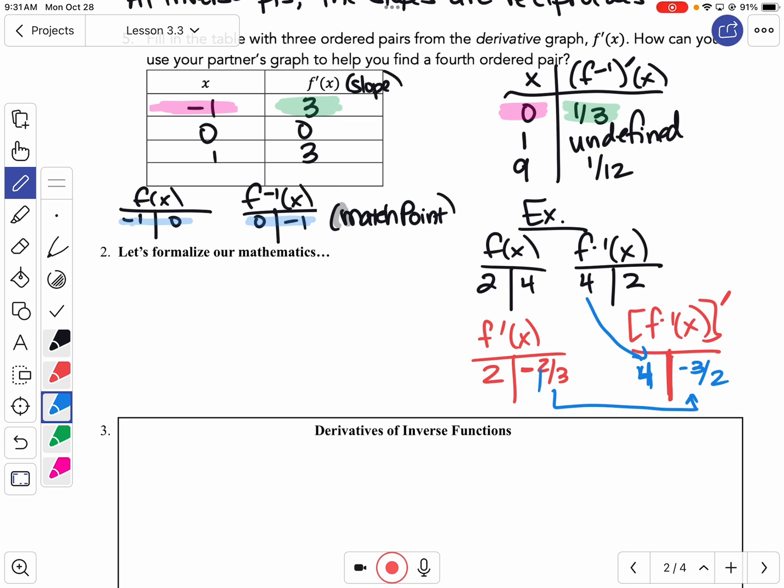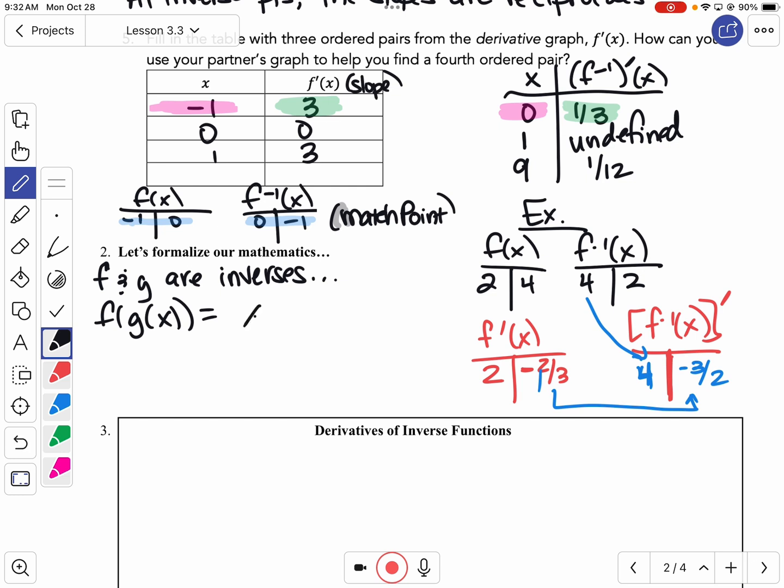Okay, so let's do a little mathematics here. What do we know happens? Let's say f and g are inverses. What's true about their composition? If two functions are inverses and we compose them, what do we know it equals always? X. Okay, so let's do a derivative.